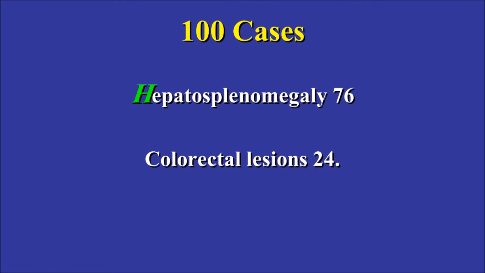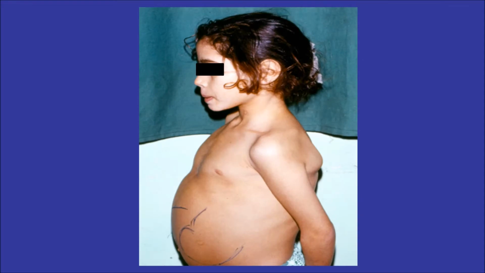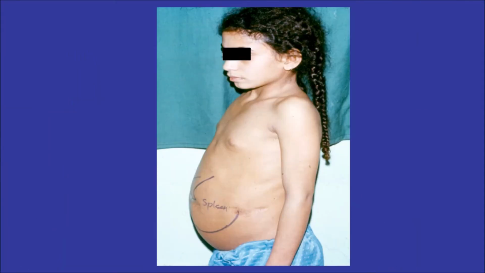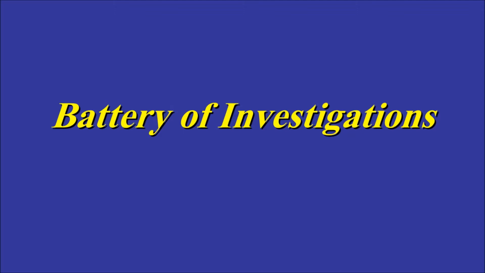In these 100 cases, we had hepatosplenomegaly in 76 and colorectal lesions in 24. That is a typical case of affection in children having huge ascites, hepatic fibrosis, huge splenomegaly, and ascites. Another picture. A third one, you can observe the outline of the spleen, how it is a hand breadth below the costal margin.